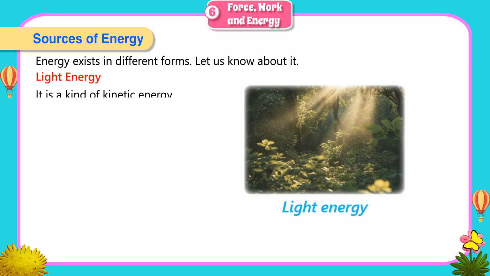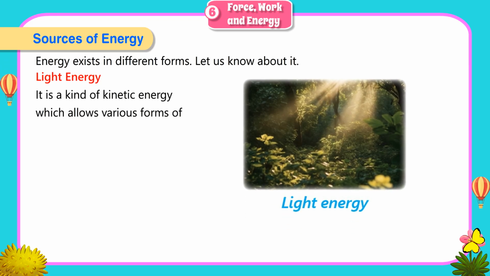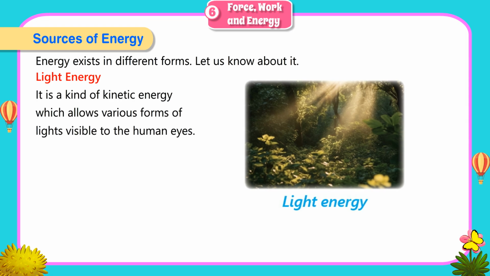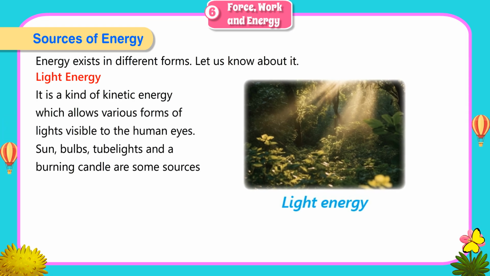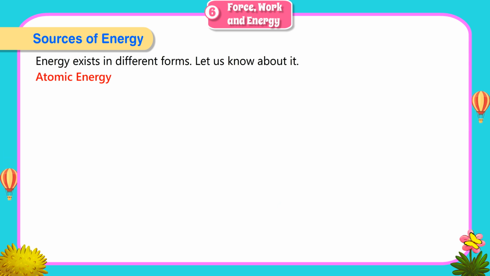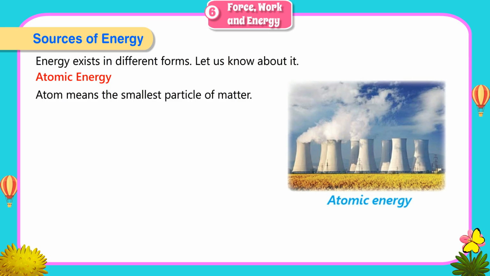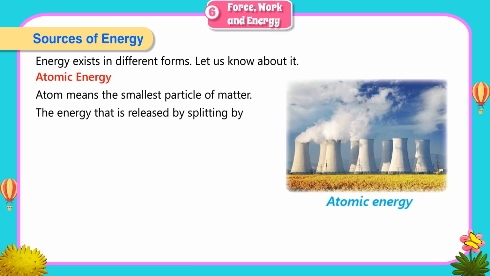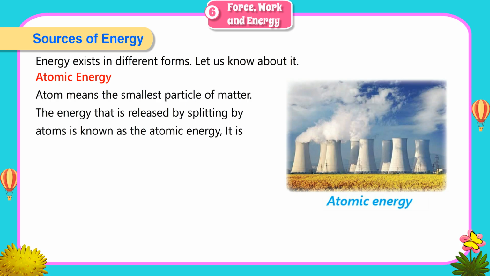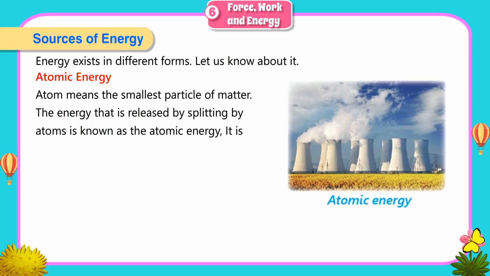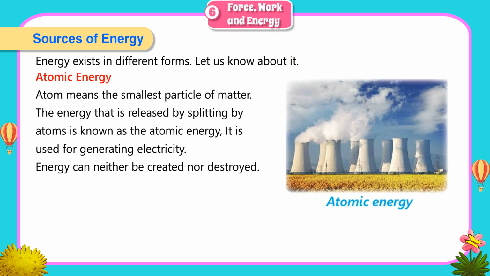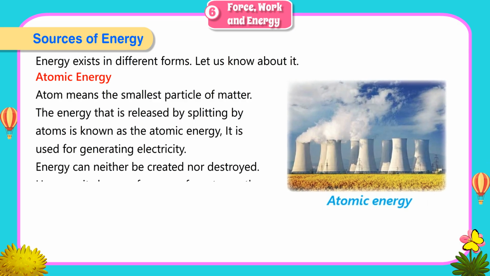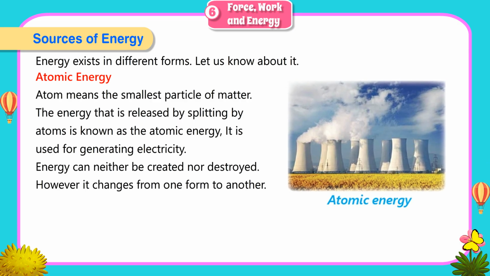Light energy. It is a kind of kinetic energy which allows various forms of lights visible to the human eyes. Sun, bulbs, tube lights and a burning candle are some sources of light energy. Atomic energy. Atom means the smallest particle of matter. The energy that is released by splitting atoms is known as the atomic energy. It is used for generating electricity. Energy can neither be created nor destroyed. However, it changes from one form to another.